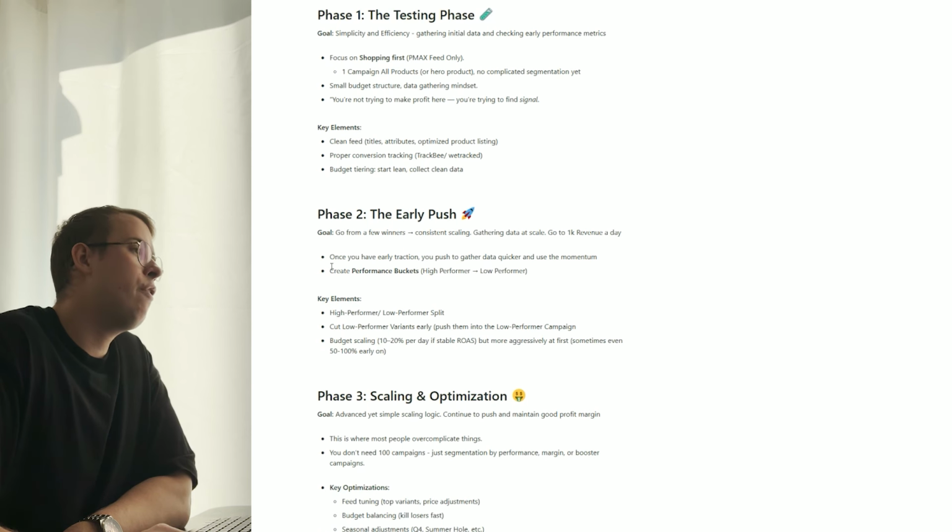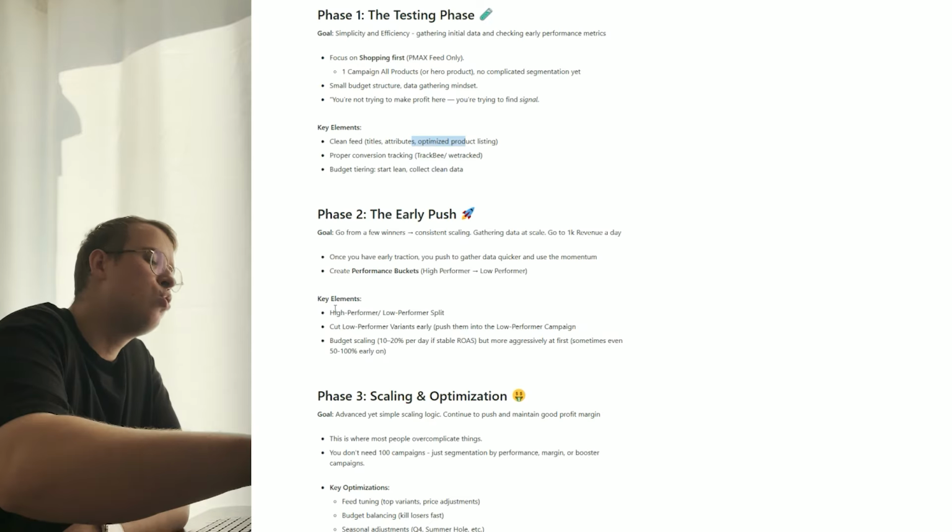All right, and one thing that's super important in that phase are the early optimizations, still the same things that we discussed before: clean feed, product listing, a lot of product testing, optimizing your current listings, and then also don't over optimize.